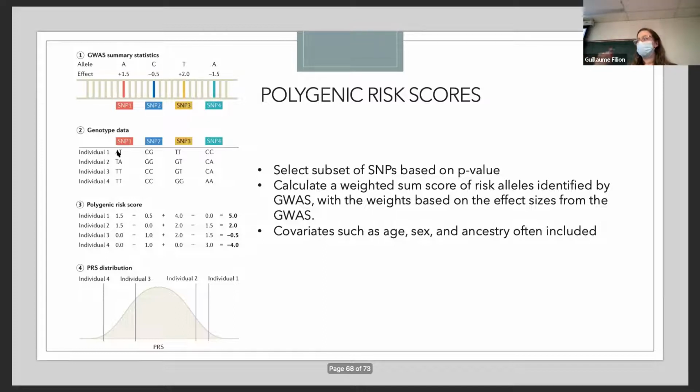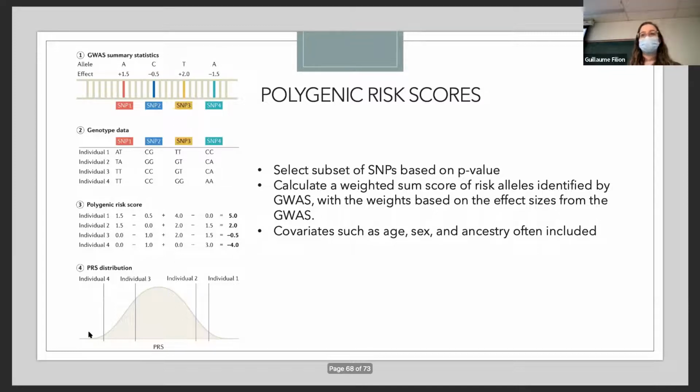For each position, for each individual, you'll go through and add up the numbers from the GWAS. So let's say individual 1 as an example. They have an A and a T at SNP 1. The A is associated with a 1.5, so we put a 1.5. Then we go to SNP 2. CG, well, the C is associated with a minus 0.5 in our GWAS, so we put that in our score. SNP 3 is 2 T's, and 1 T is a +2, so we end up adding a +4. And then finally CC, which is not in our GWAS, so it just has a 0. So this score is 5.